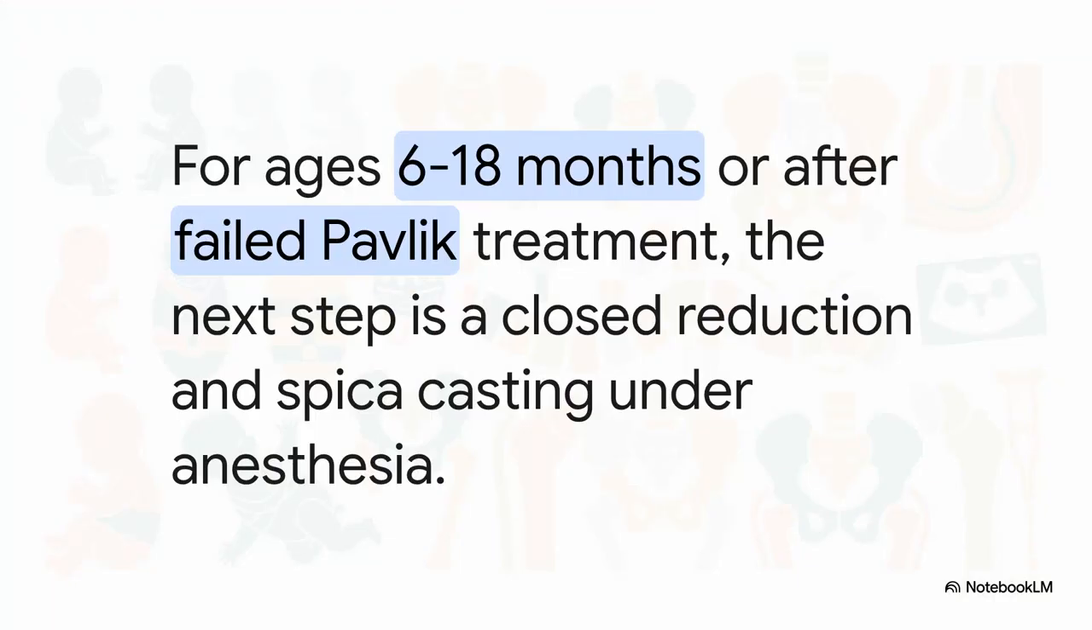So whether the harness has failed or the child is just older to begin with, in that 6 to 18-month window, your next move is a closed reduction and spica cast. This means we take the child to the operating room, and under anesthesia, we gently maneuver the hip back into the socket. We'll often confirm it's in a good spot with an arthrogram, where we inject dye into the joint to see the cartilage, and then we lock it all in place with a big body cast.